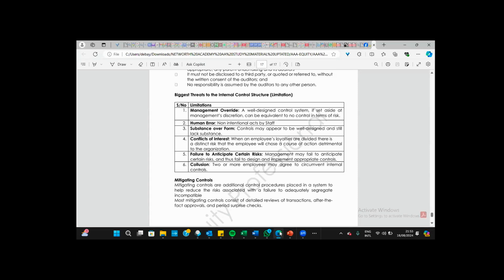An internal auditor that's supposed to investigate the reason for not retiring that 50,000 naira decides to look elsewhere, because both of them are friends. So what have they done? They have circumvented the existing control based on collusion.